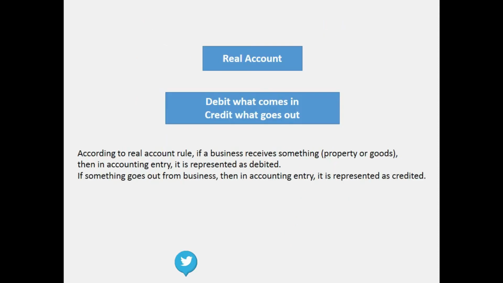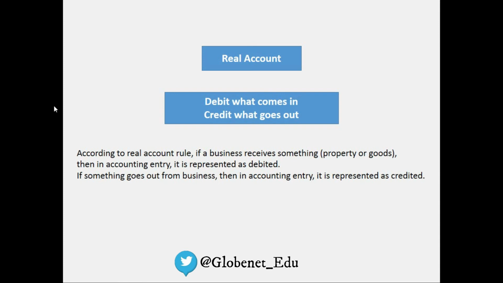Real account. Debit what comes in business, credit what goes out of the business. If a business receives something, like it can be property, goods, anything, it is represented as debit. If something goes out of the business, it is represented as credit.